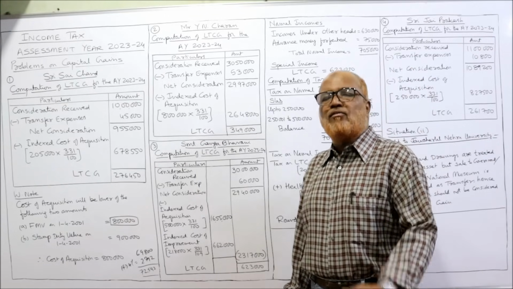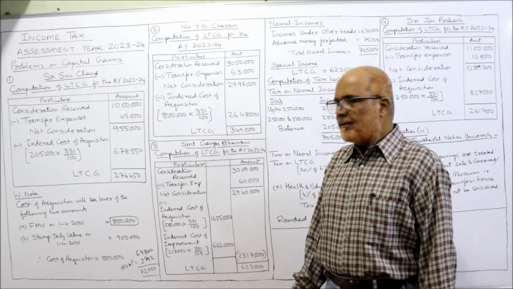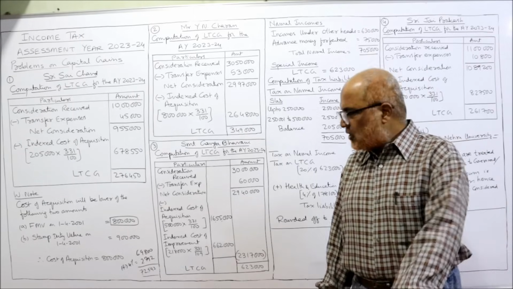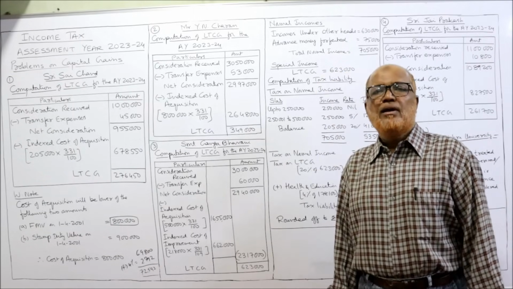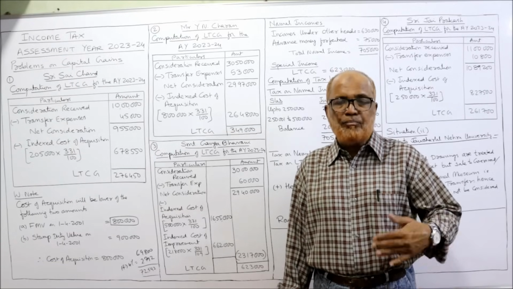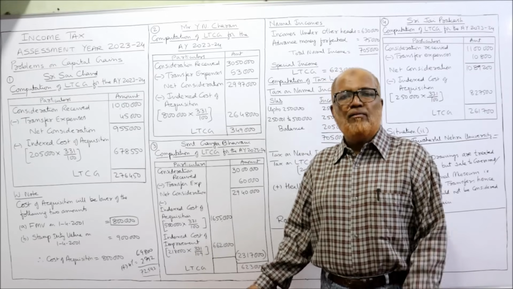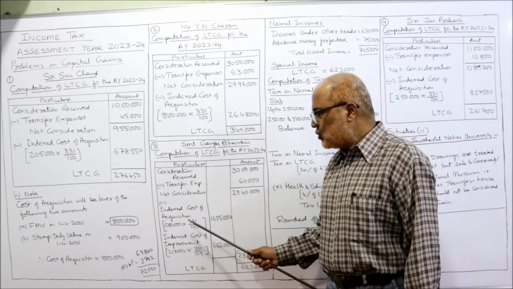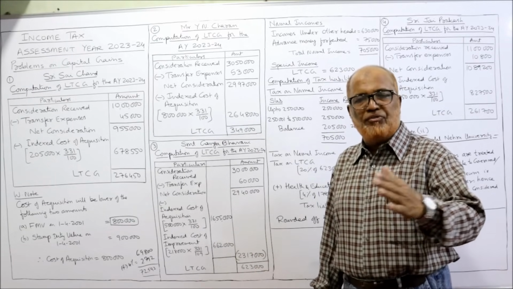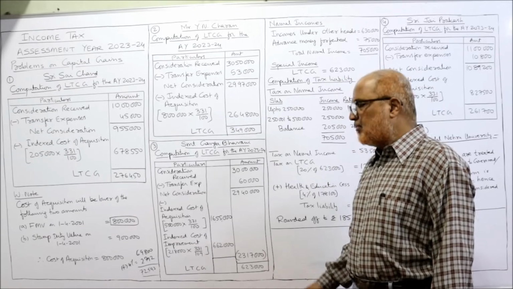Now the new point is we have cost of acquisition and cost of improvement. First we'll take the indexed cost of acquisition. The actual cost of acquisition was 5 lakh. In the problem, fair market value is not given. If fair market value had been given, we would have taken that. But it is not given, so directly we'll take the actual cost. 5 lakh into 331 divided by 100, because the house was purchased before 1/4/2001, so 100. It comes to 16,55,000.